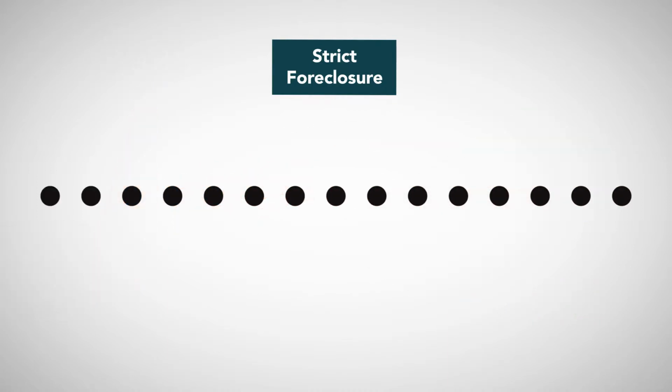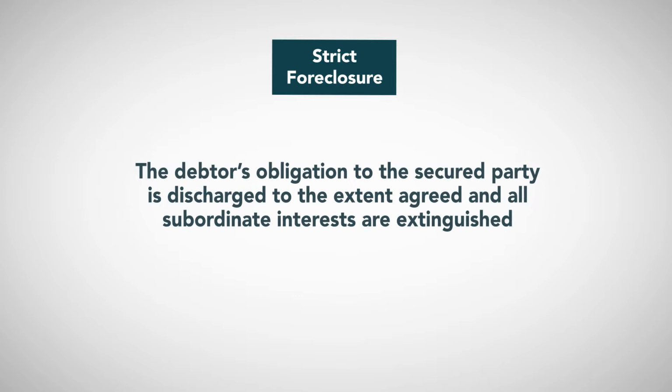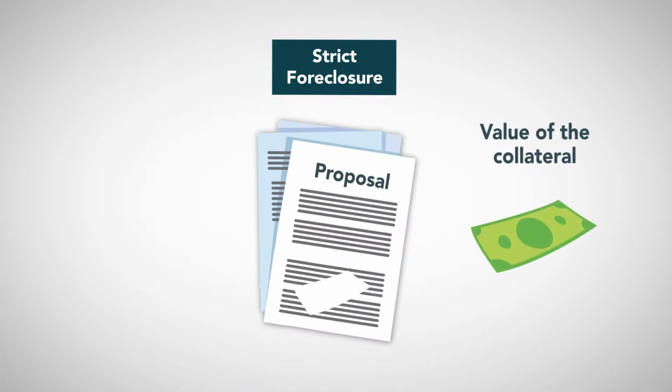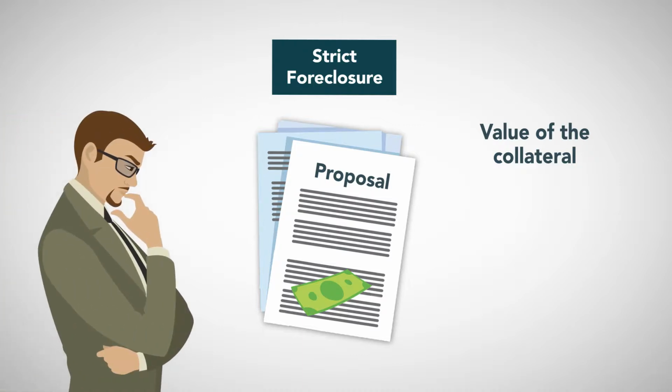Once a strict foreclosure is complete, the debtor's obligation to the secured party is discharged to the extent agreed, and all subordinate interests are extinguished. Because the secured party is fixing the value of the collateral in its proposal, strict foreclosures are more suspect when done for only a partial discharge of the debt and when other subordinate interests are affected.